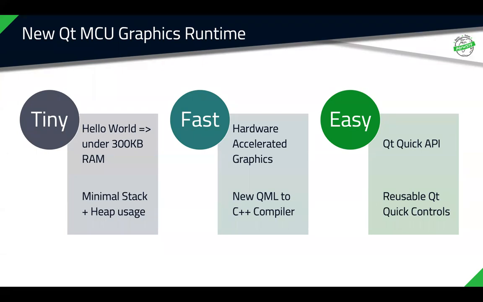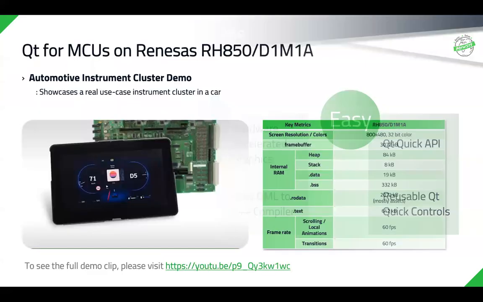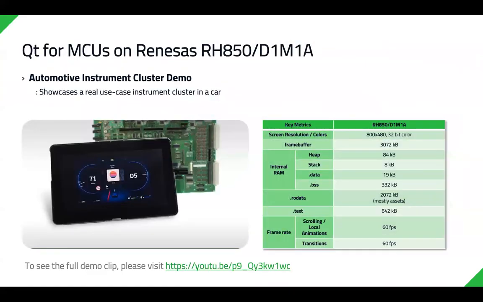And it's easy to use because it's the Qt Quick and QML API with reusable controls. But it's limited to that. It doesn't have all the other C++ API that we have in full Qt. But if you're interested, have a look at some of the demos. I think we also have a talk about that later on. You can really get fantastic results on very low-end hardware like this Renesas RH850 demo running with 300 kilobytes of RAM and ROM. So have a look at the demo clip maybe.